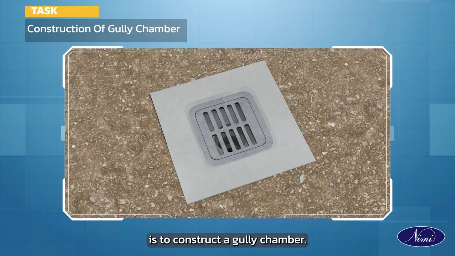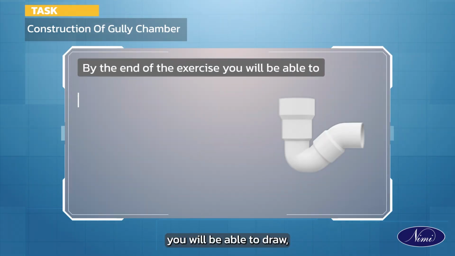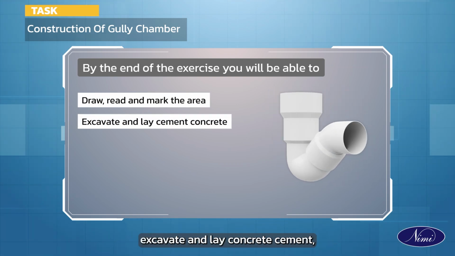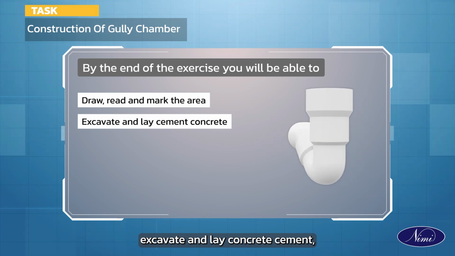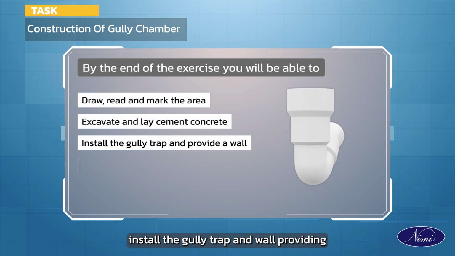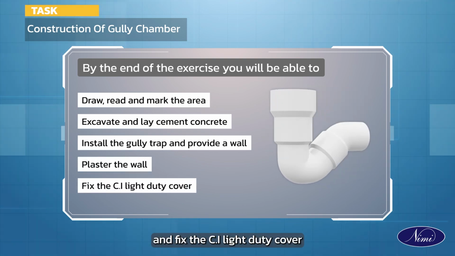Our next task is to construct a gully chamber. By the end of this exercise, you will be able to draw, read and mark the area, excavate and lay concrete cement, install the gully trap and wall, plaster the wall and fix the CI light duty cover.